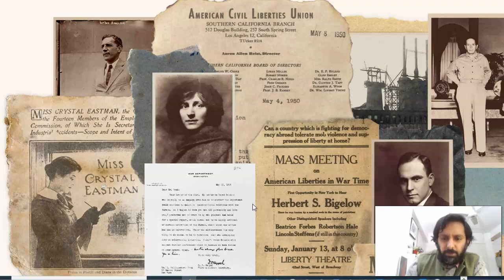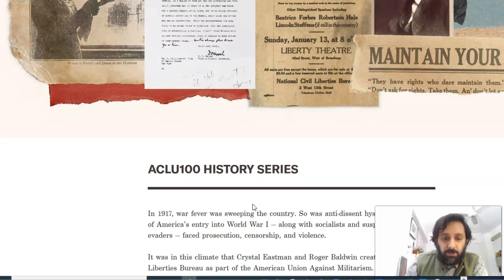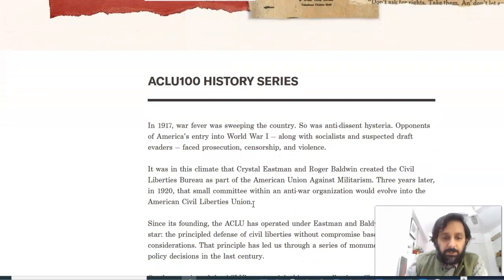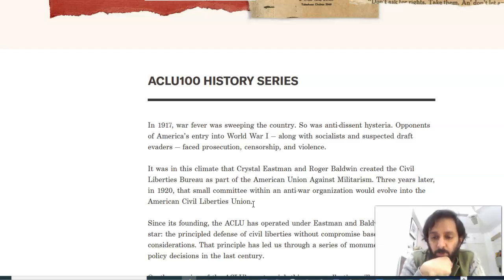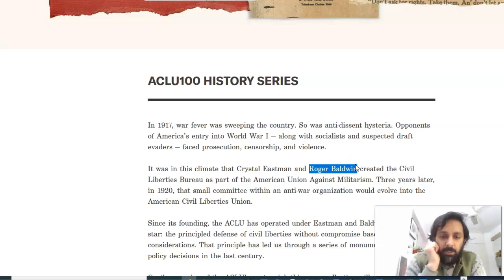And one finds that the early history of the ACLU had to do with dissent against the First World War. So Roger Baldwin, who created what eventually became the ACLU and was its president for many years, was an anti-war activist. He was a pacifist, and there was a good deal of persecution of such activists towards the end of the First World War. That was the initial impetus for the organization, though it went on to work on many other issues.